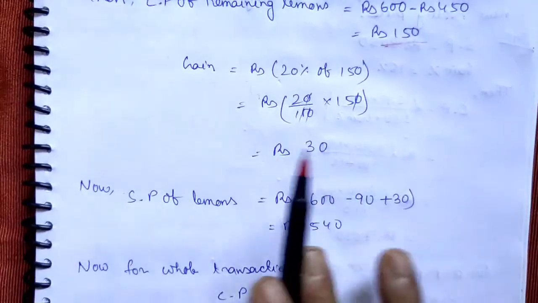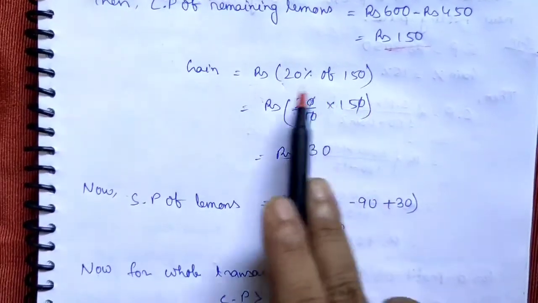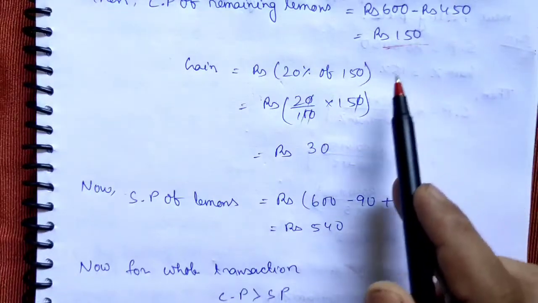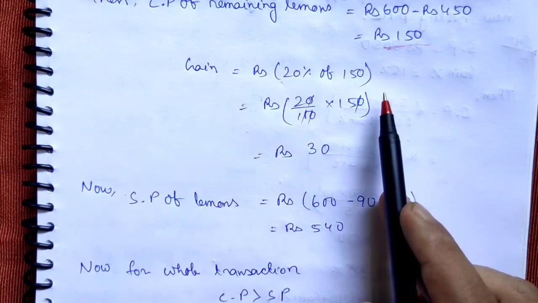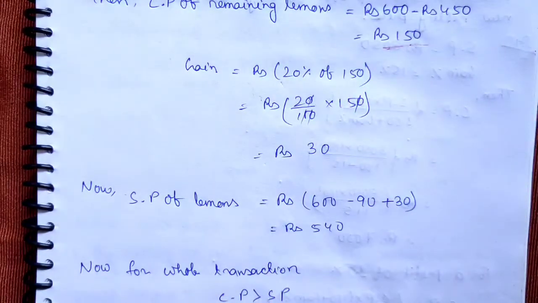So loss was 20% of 450, and gain is 20% of 150. How? Because this 450 he had sold at a loss of 20%. This was loss. And gain is this amount, so we have written 20% of this. If you have any doubt, please ask me.